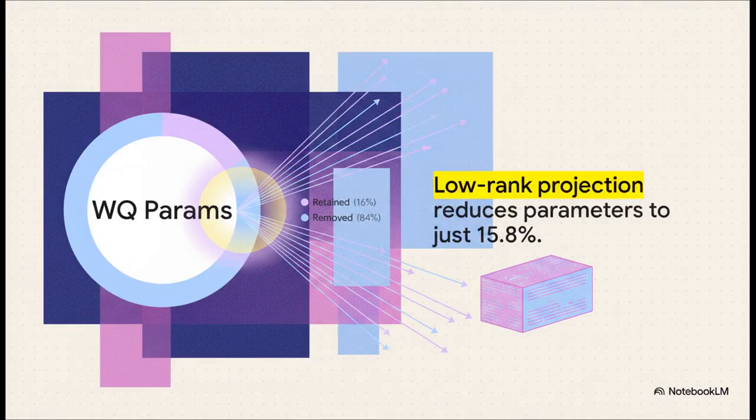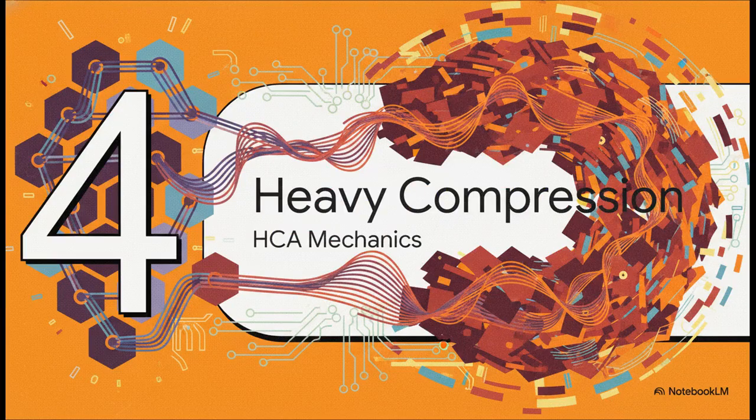Now, because heads are now sharing these higher dimensional KV vectors, computing the queries actually gets pretty computationally heavy. But they solve this beautifully with a low rank projection. Basically, they squeeze the math down through a smaller bottleneck and project it back up, which slashes the required parameters down to under 16%. So that's CSA.